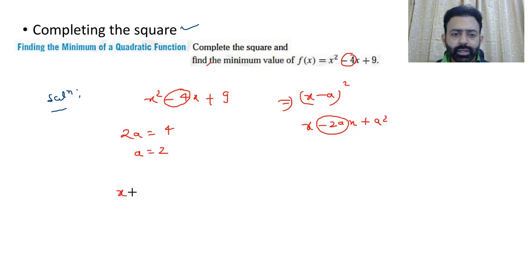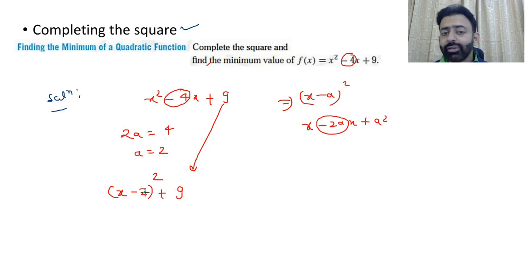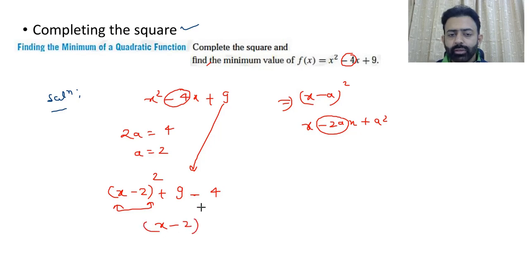So I have (x - 2)² plus 9, which I write as it is. Now think of the extra term. If you open this bracket, you will get x² - 4x, plus 9 is there, but also 1 plus 2² will be there. So minus 4 you need to do. The extra term needs to be subtracted. Remember, this extra term you are getting only by opening this bracket. So this is (x - 2)² + 5.